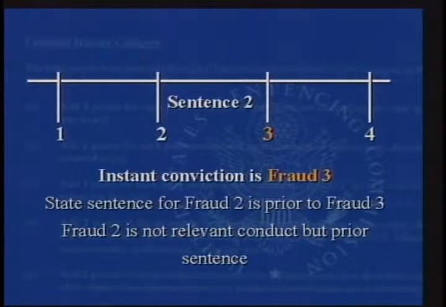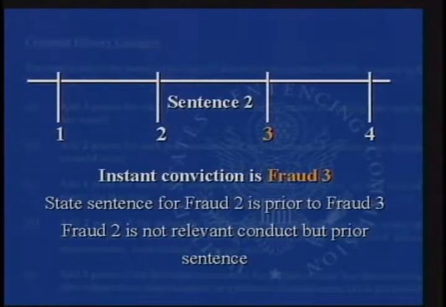In the example we have here, the defendant has committed 4 frauds. The instant offense of conviction is found in fraud 3. So now what we need to do is go back and take the concepts in relevant conduct and determine whether the fraud behavior in number 1 and number 2 are considered relevant conduct, or as we see in fraud number 2, we have a sentence associated with that behavior.